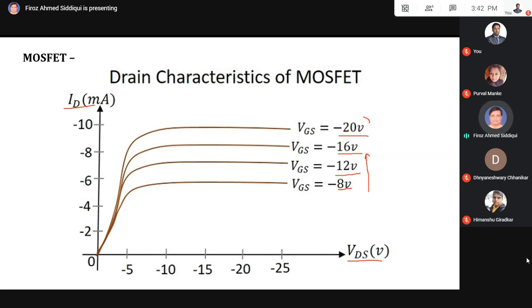So by applying the gate voltage, gate to source voltage, we can control the flow of the current, that is this current ID. ID को हम control कर सकते हैं depending upon the voltage applied at the gate to source terminal of the MOSFET.